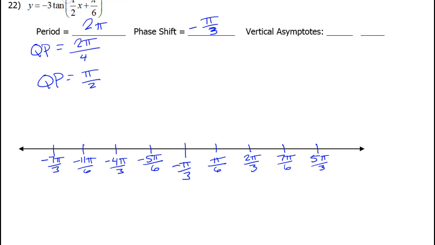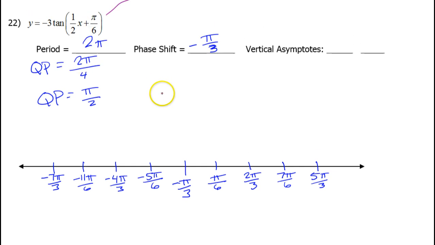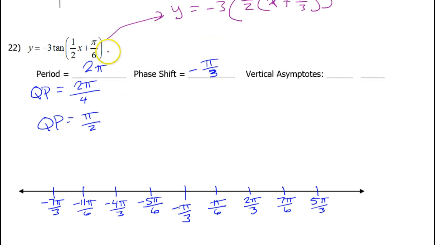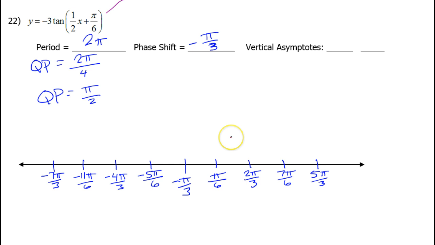Now, the midline is going to still be the x-axis. There's nothing being added on to the end, so I know that the midline is still the x-axis.